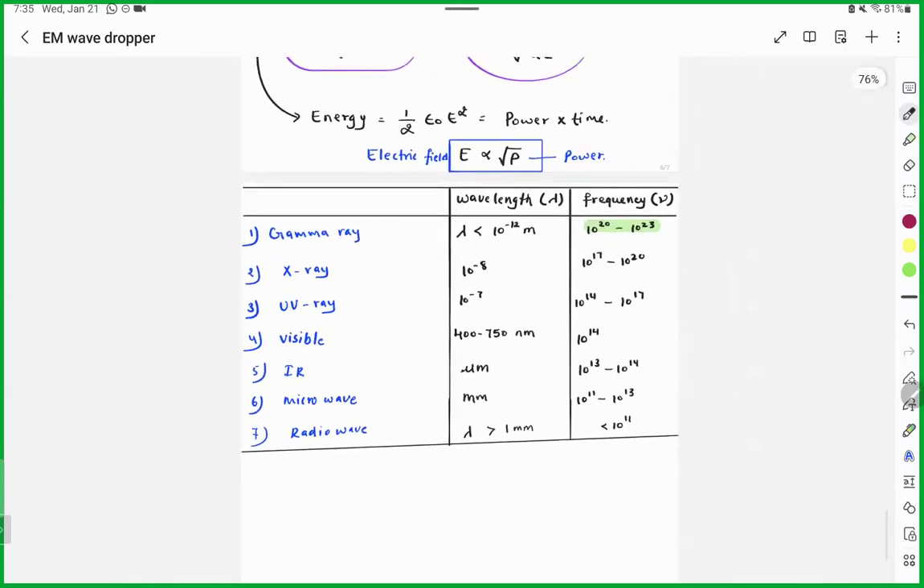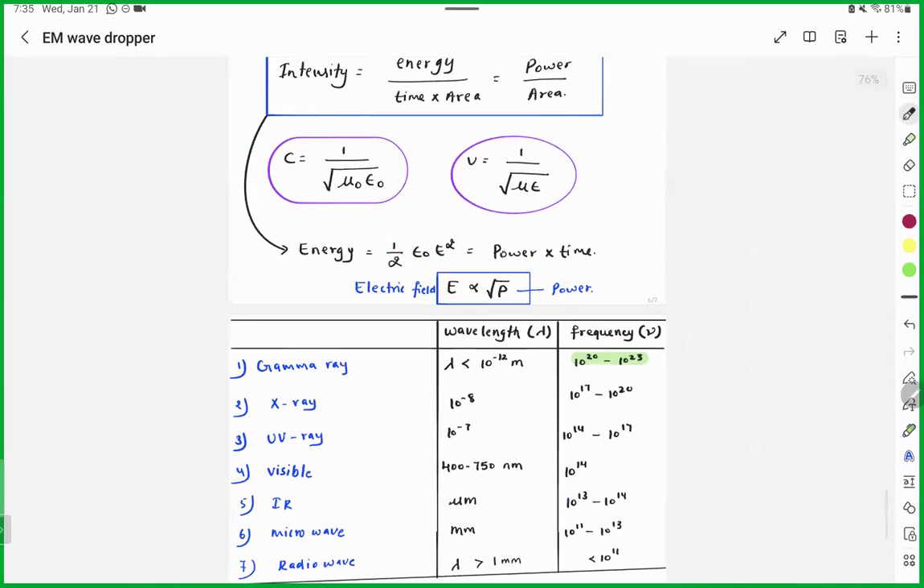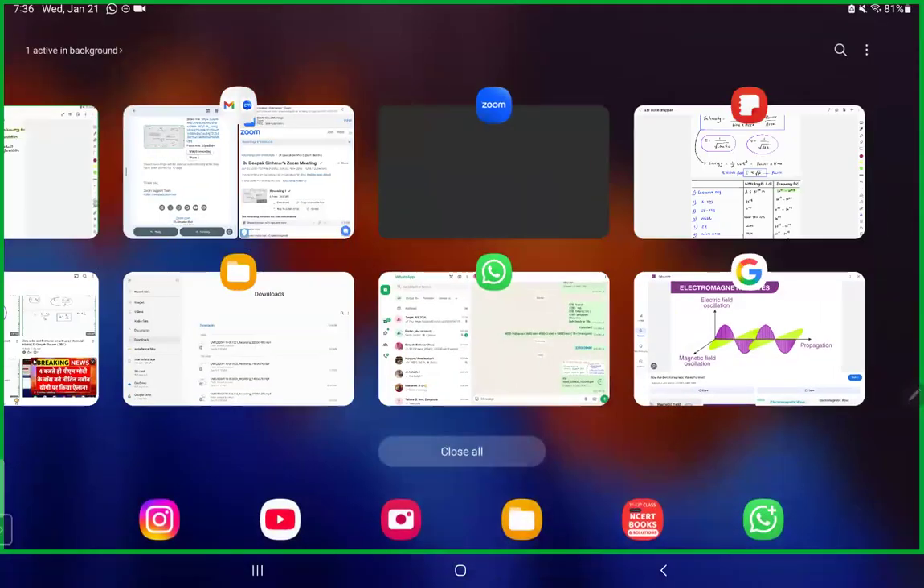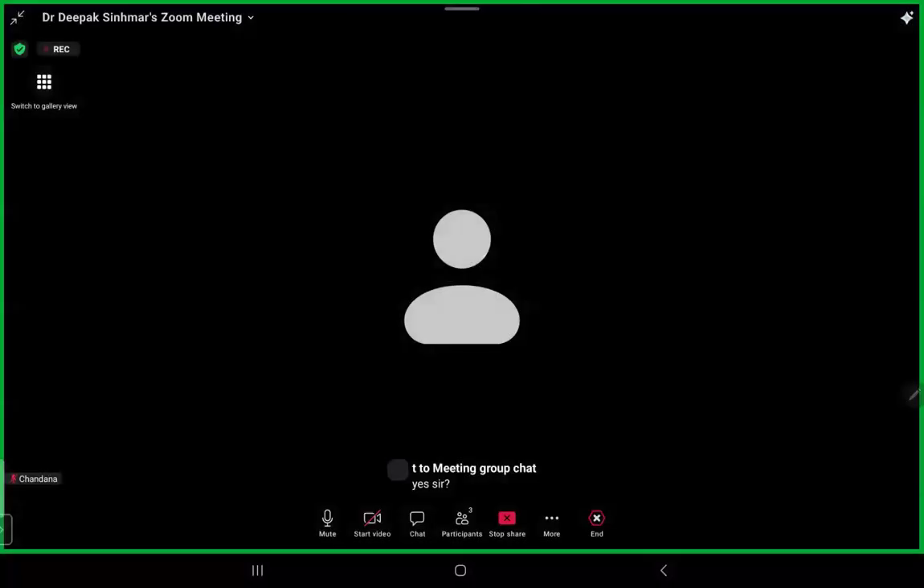And guys, finally, the chapter is over. Done. That's all. Electromagnetic wave. Yes, sir. So only one chapter is left, that is optics from class 12. You need a break for 10-15 minutes and then we continue with the questions.